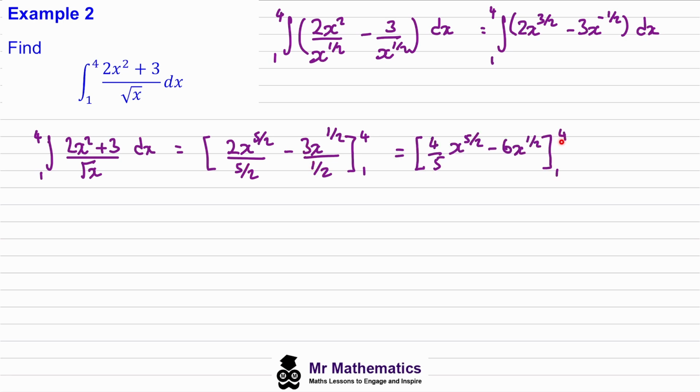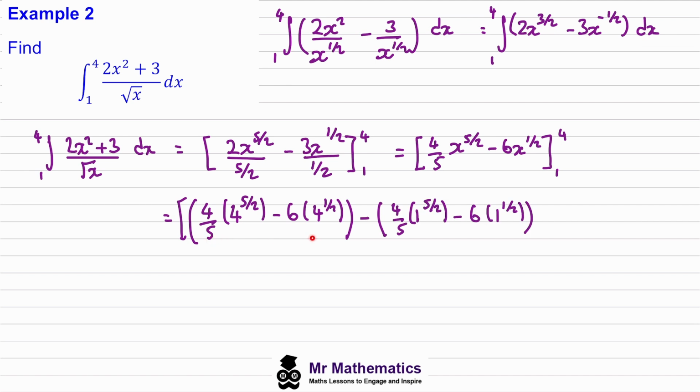And then we can substitute in our limits of 4, and then we'll take away when we substitute in the 1. So here we'll get 68 over 5, and here we'll get negative 26 over 5. And this will give us 94 over 5, or 18.8. Okay? Let's try one more question.